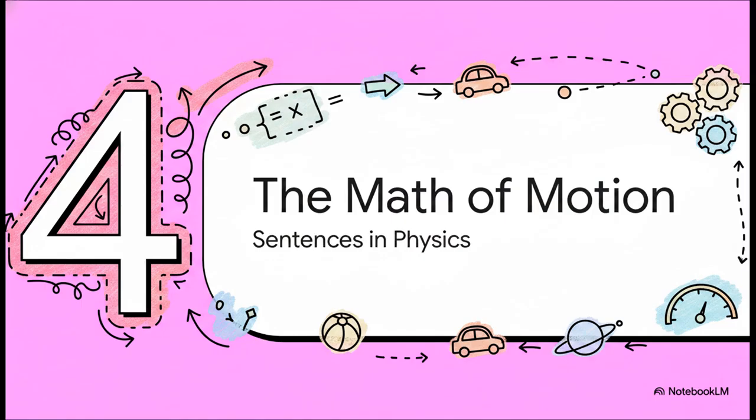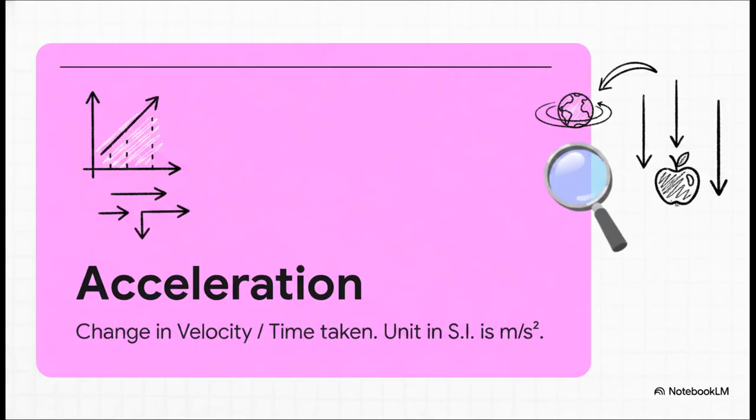Moving on to Section 4, The math of motion, writing sentences in physics. Now, we all know motion in the real world can be super messy, but we're going to focus on what happens when acceleration is beautifully uniform. Think of an apple freely falling from a tree. When an object accelerates at a constant rate, we can predict its exact behavior using a few core mathematical sentences.